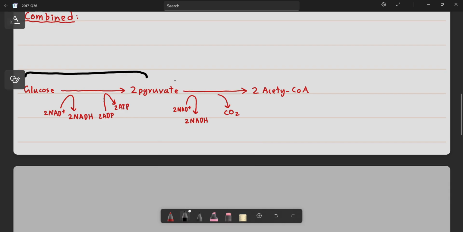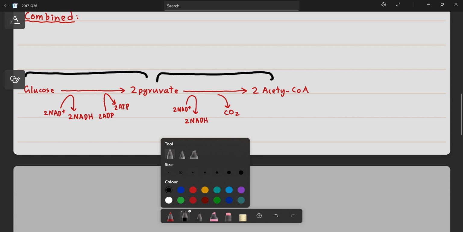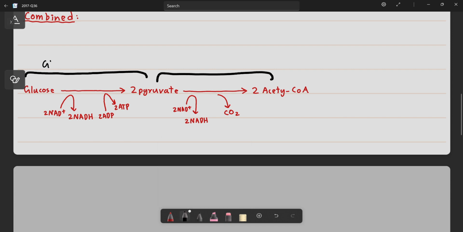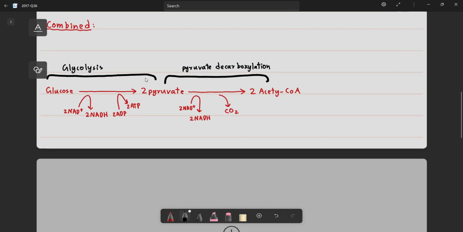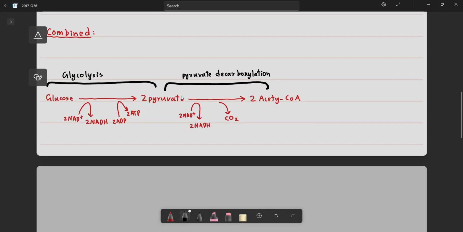Okay, so this part is glycolysis and this part is pyruvate decarboxylation. Okay, so now I've bridged these two things together so that you can have a clear idea of how these reactions are occurring together to sustain our body.